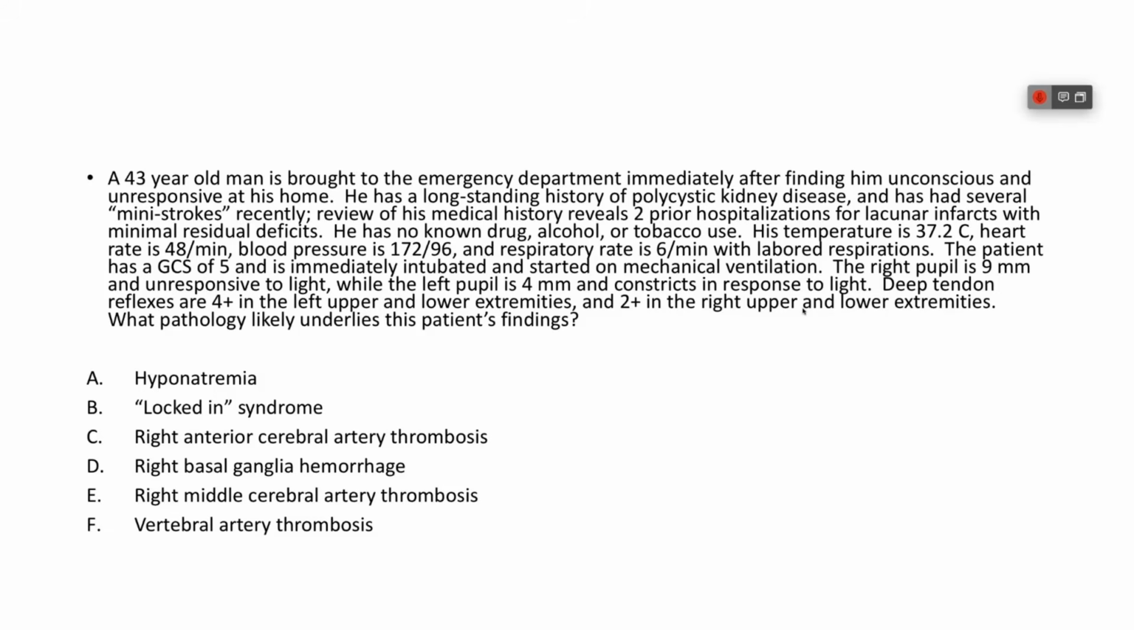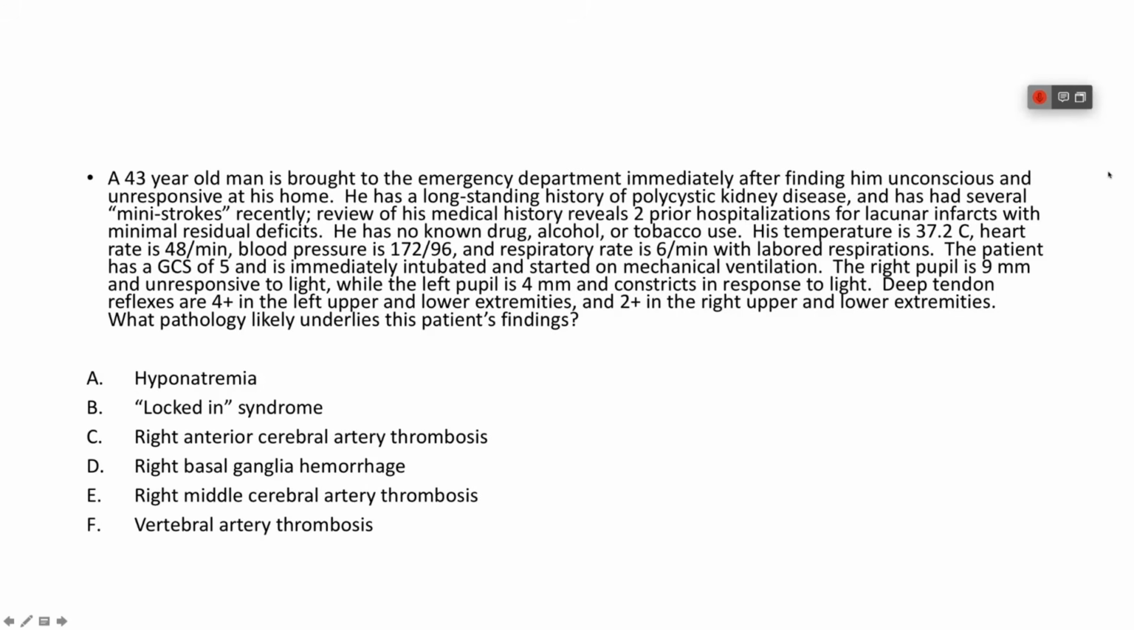The right pupil is 9 millimeters and unresponsive to light, while the left pupil is 4 millimeters and constricts in response to light. So what's that telling us, Josh? And again, how can we make sense of this in context? The stroke or the bleeding is causing some type of lesion, or it's causing nerve damage. But off the top of my head, I'm not sure which nerve. Okay. David, walk me through.